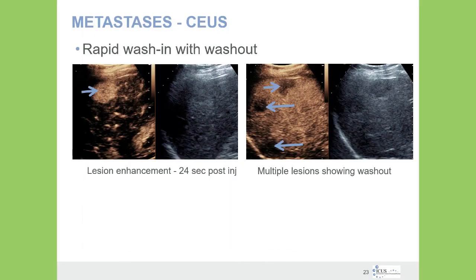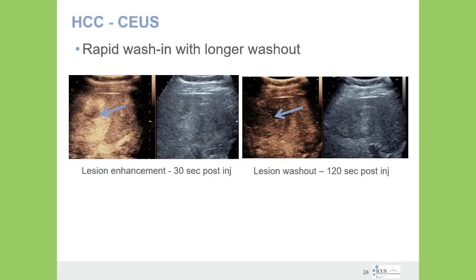In metastases, then, we will have a rapid wash-in, as we just saw, and we will see washout. On the left, we can see the enhancing lesion closest to the transducer, and in the same patient, about 90 seconds after injection, we can see multiple lesions that have washed out. This is characteristic of a malignancy. And if we have a rapid washout, that is characteristic of a metastatic lesion.